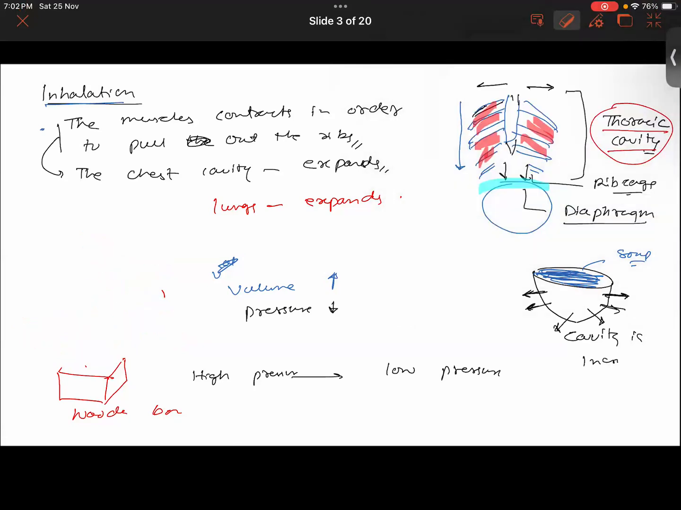Okay. So since the volume is increasing, the pressure is decreasing. So hence low pressure is there in the lungs cavity. Hence air will flow from outside to the inside. Is this much clear? Okay. Now let's quickly talk about expiration, also called exhalation.